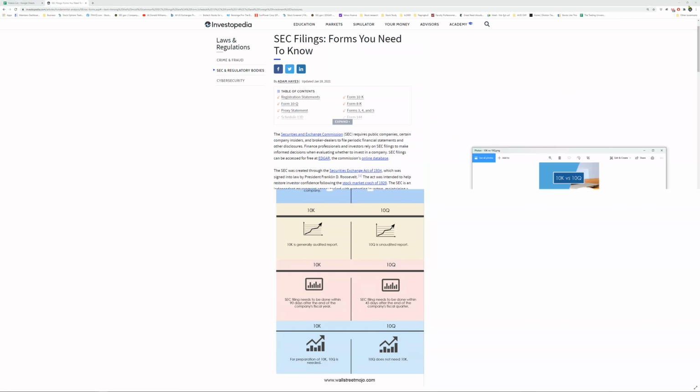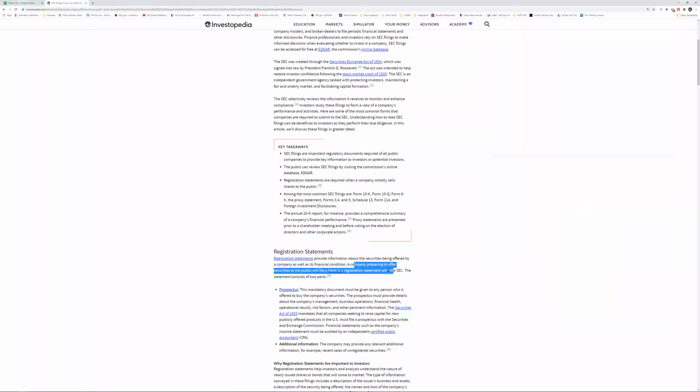Now, a registration statement just provides information about the securities being offered by a company as well as its financial condition. The company preparing to offer securities will file a Form S-1 registration with the SEC. And that contains the prospectus. This is a mandatory document that's given to any person who's offered to buy the company's securities.